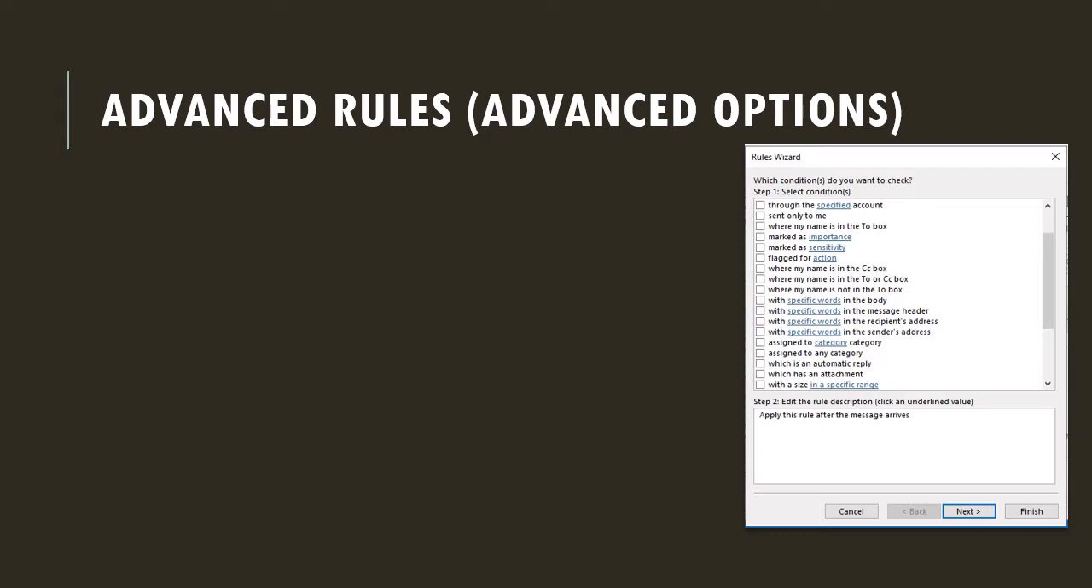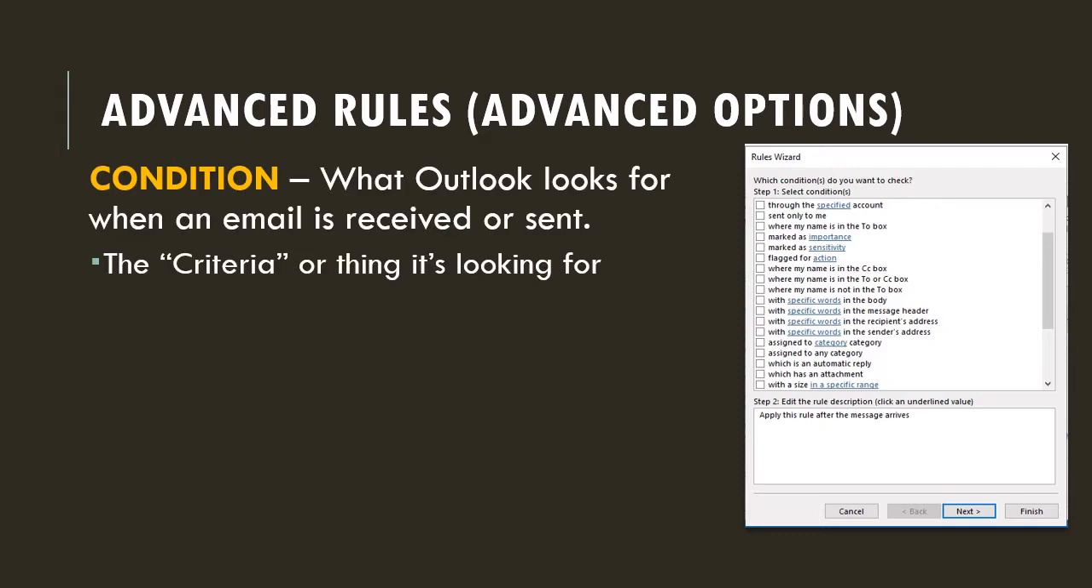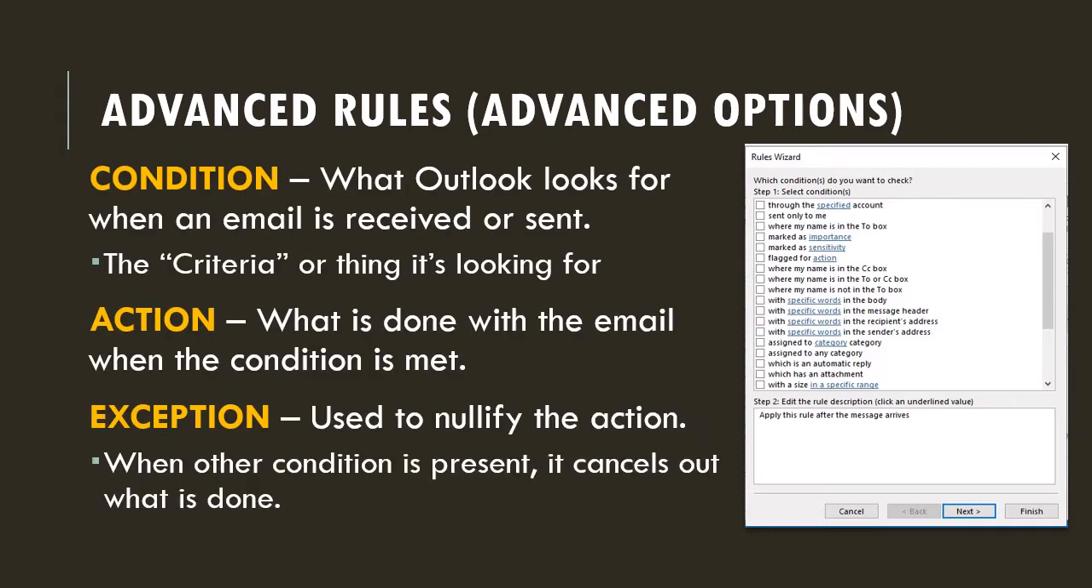All right, now let's look at, again, the stipulations for creating our advanced rules. You have three terms here. We're going to talk about the condition, the action, and the exception. When you create a rule, you're asking Outlook to look at all of the incoming emails and apply some sort of action if it meets a condition. What's a condition? It's what Outlook looks for when an email is received or sent. It's the criteria, or again, the thing it's looking for as it's coming into your email.